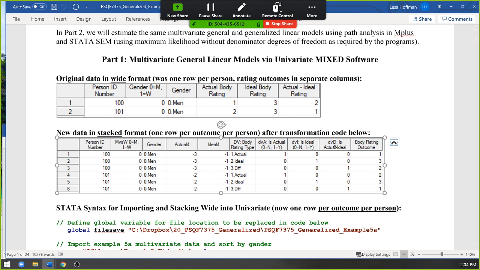So even though it seems redundant to have both a DV column and the dummy coded columns, they're used in different ways. The DV column is used as an index for the R matrix. It's more just like an ID variable, so to speak, whereas the dummy codes will actually go into the model.